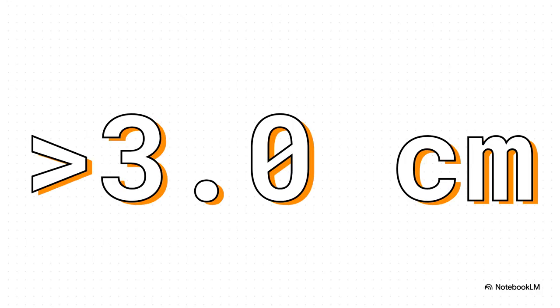And while you're there, get your ruler out, because size matters a lot. There's a key cutoff, 3.0 centimeters. Tumors that are bigger than that just tend to act more aggressively. They have a higher risk of spreading. It's such a simple measurement, but it carries huge weight for prognosis.